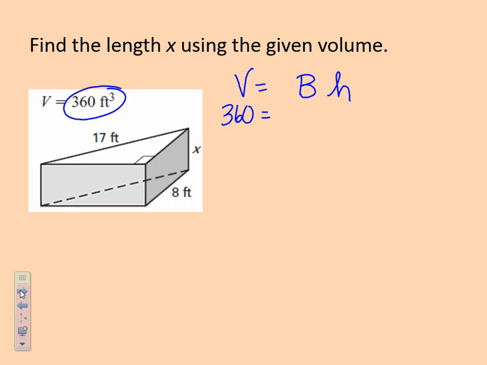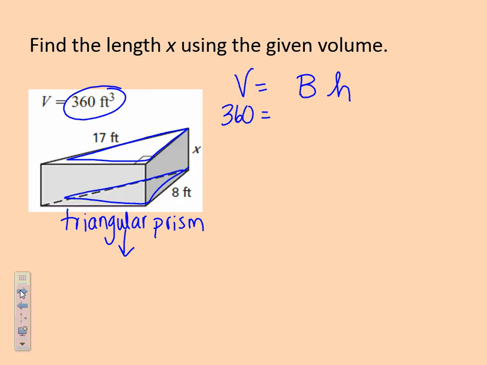What would be the base on this box? Well, it's a triangular prism, because it has two sides that are triangles. All the rest are rectangles. Those two sides are supposed to be the base, and they are. That's good. It's sitting on the base. So I need to find the area of the triangle, because that's the big B that I need to find.